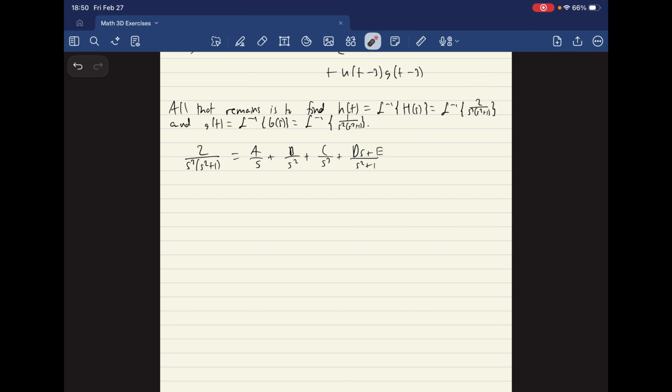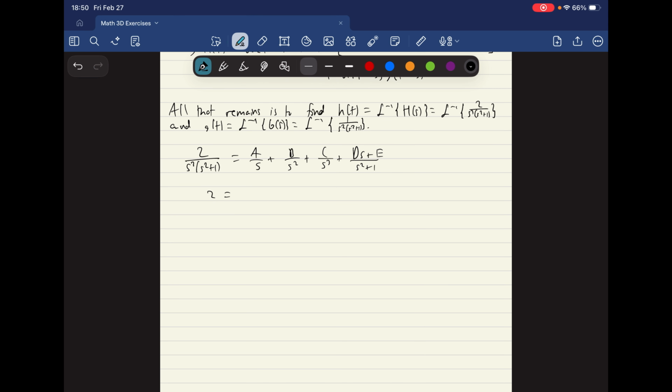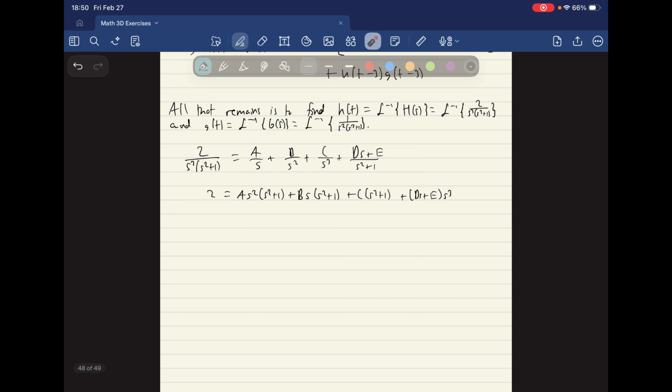If I clear denominators by multiplying both sides by s cubed times s squared plus 1, I get 2 equals a times s squared plus 1, plus b times s squared plus 1, plus c times s squared plus 1, plus ds plus e times s cubed. At this stage, we could expand the right side and solve for the constants that way. I think that would be extremely painful because we would get 5 equations and 5 unknowns, which could be very tedious to solve.